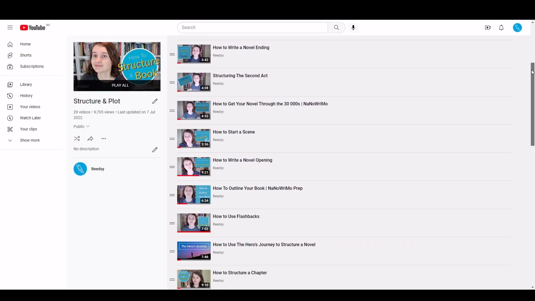So what about the plot? Since this is an element of structure, what should the first act be doing from a structural standpoint? Of course, if you want a more detailed look at the plot points in the first act, then look at a more detailed plot structure, whichever one best suits your story. We have a whole playlist of plot structures.